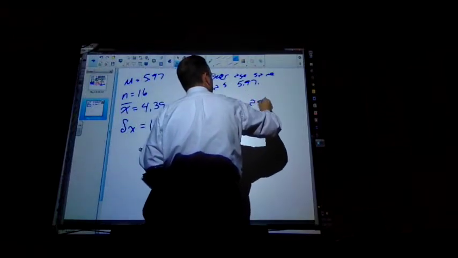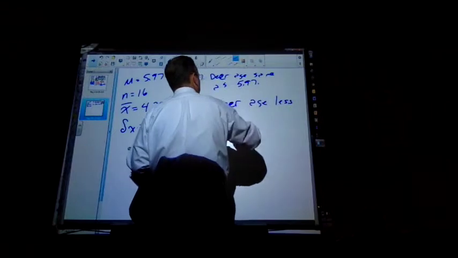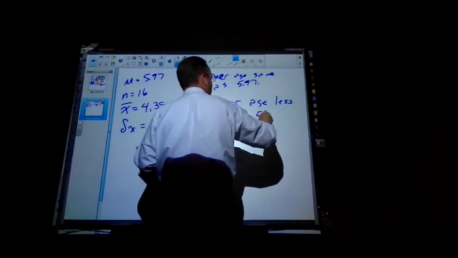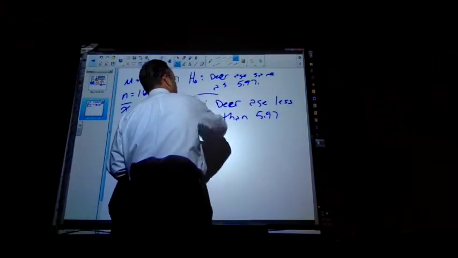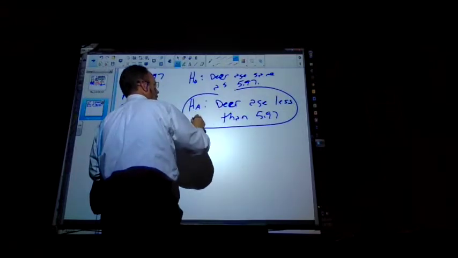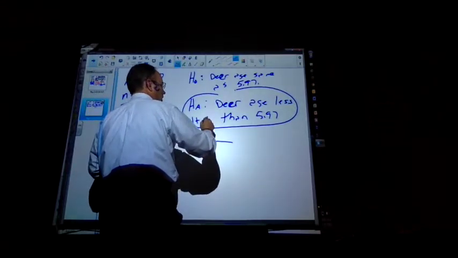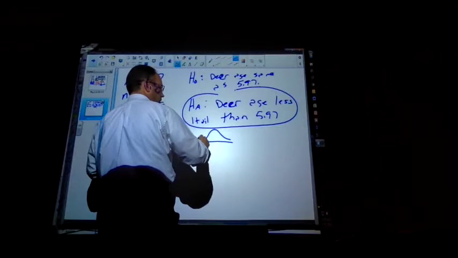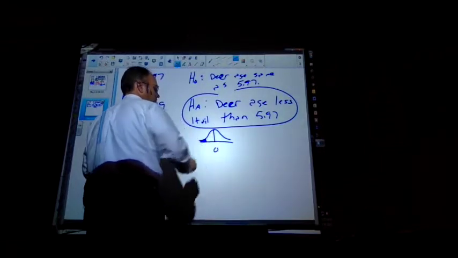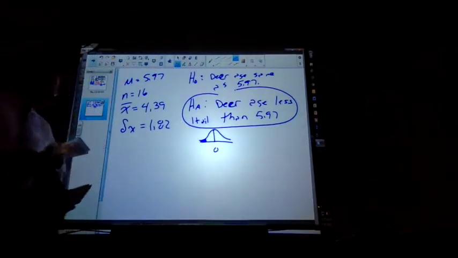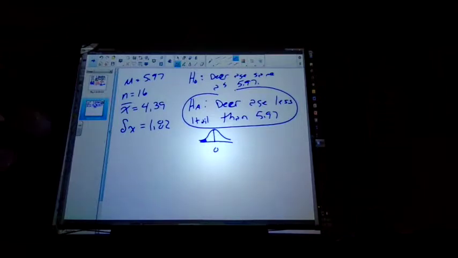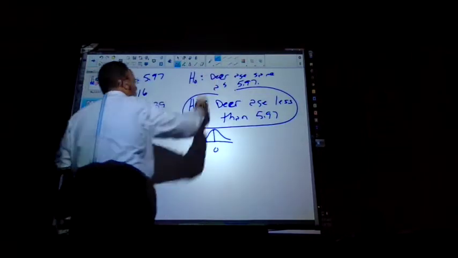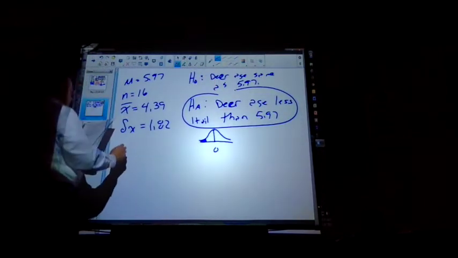Deer age less than 5.97. This here is going to tell us it's going to be one tail. This here is telling us it's going to be something like this, where that is indeed 0. So let's figure out what our t-value score would be. And then we can put in some more information.